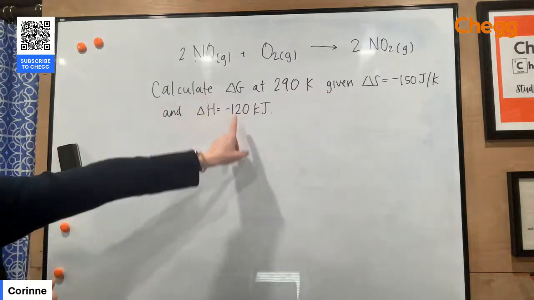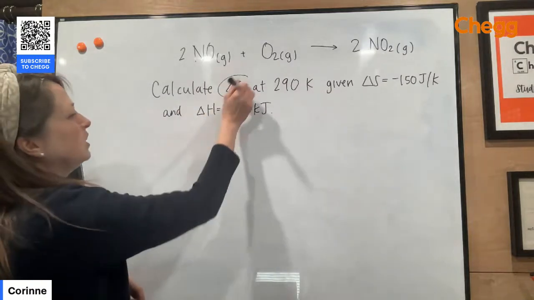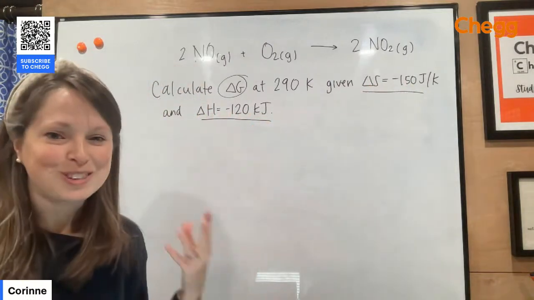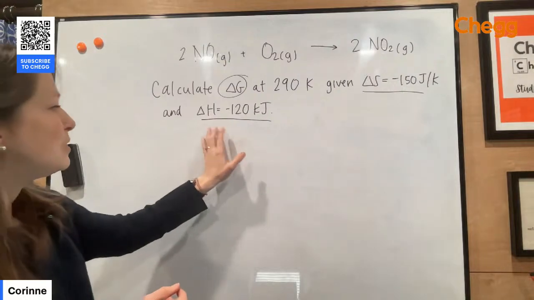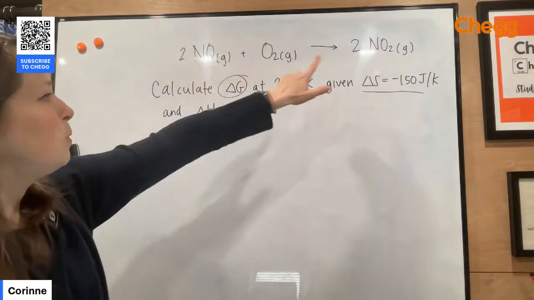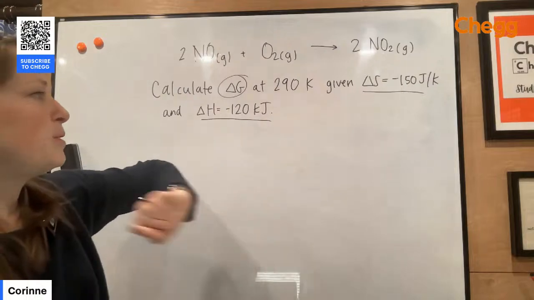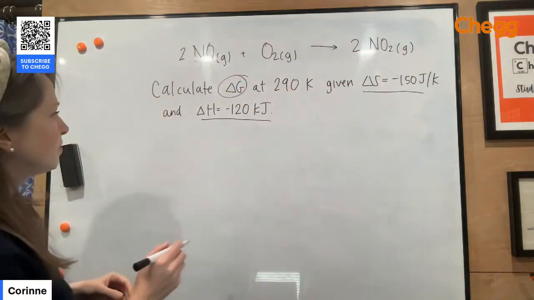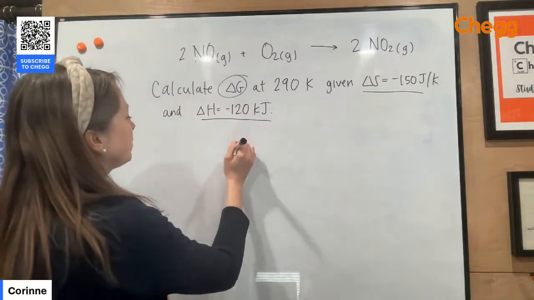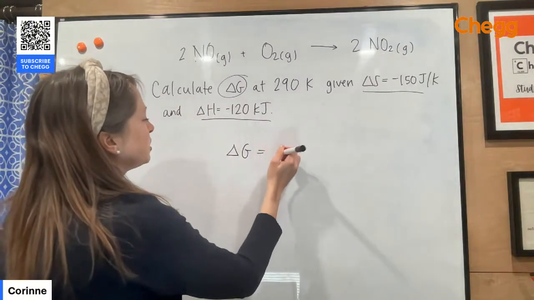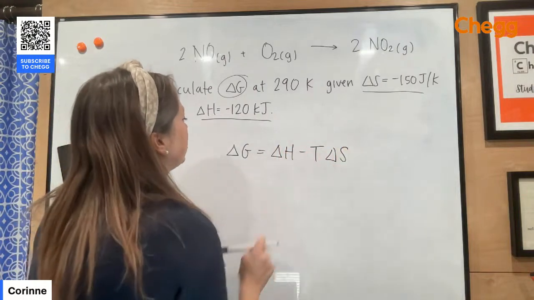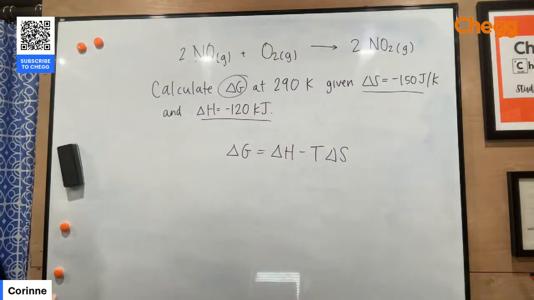All right, so with this, we are trying to find delta G. We're given our delta S and our delta H, which is really nice, so you don't have to use the tables to calculate that. But again, if you weren't given that information, you pull each of these values from the table and just subtract the energy of the reactants from that of the products. All right, so because we're looking for delta G, the Gibbs free energy, delta G is equal to delta H minus T delta S.